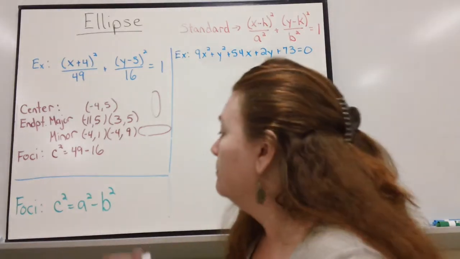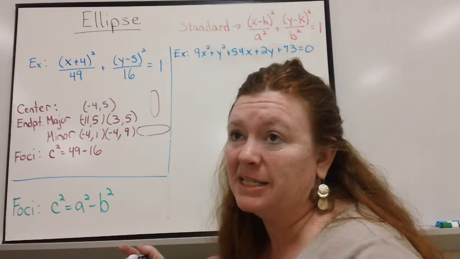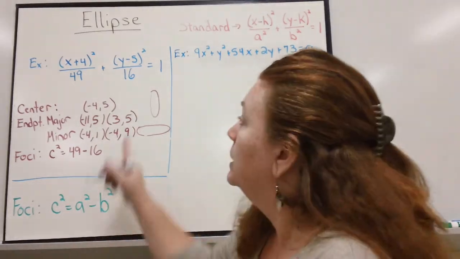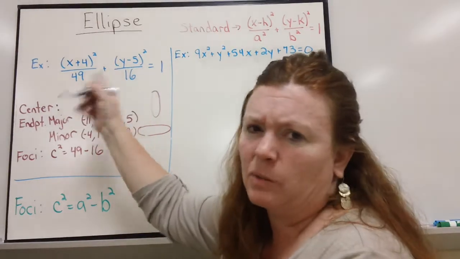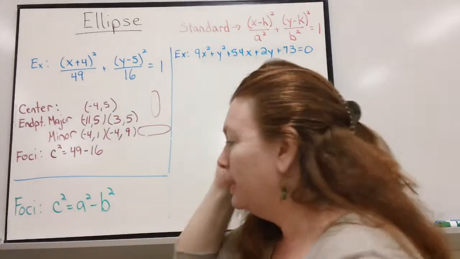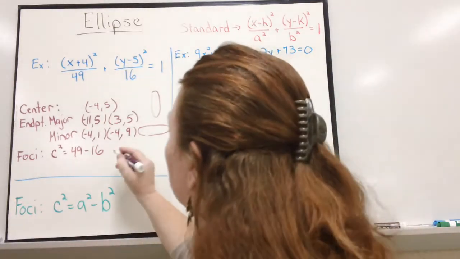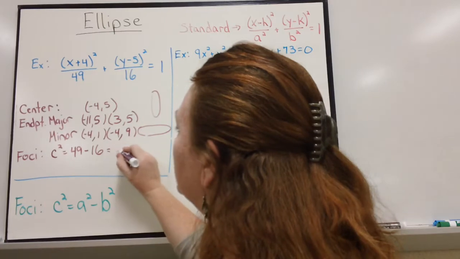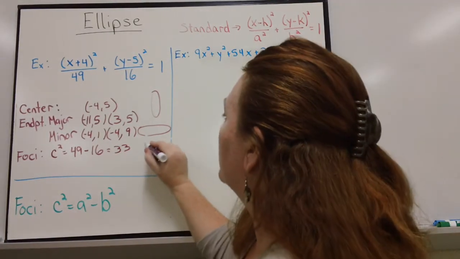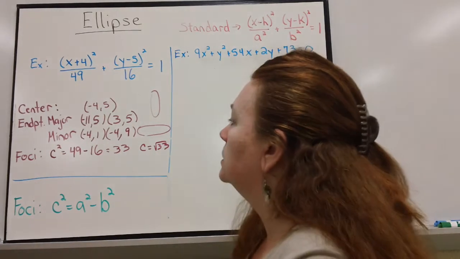Now again, I don't want to get hung up on which one's a squared and which one is b squared. You want these to subtract and give you a positive value. Okay, we can't take the square root of a negative. So I wouldn't take 16 minus 49. So it doesn't matter which one's first or second or which one's a or b. You're just going to subtract them and get a positive answer. Then, and only then, take the square root. So 49 minus 16 is 33. So that means C is the square root of 33.